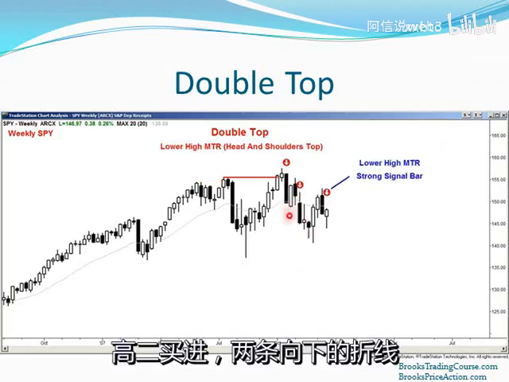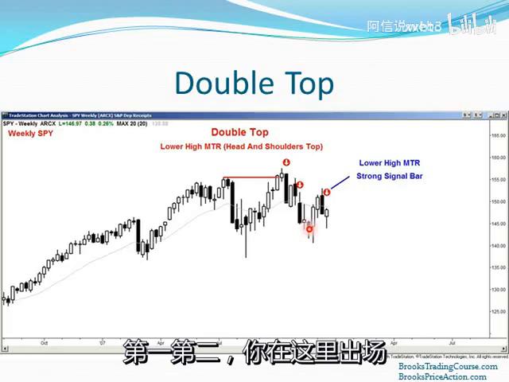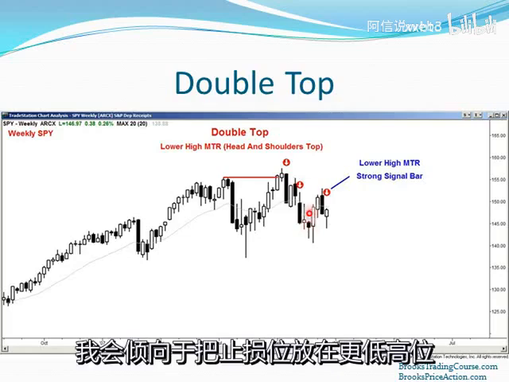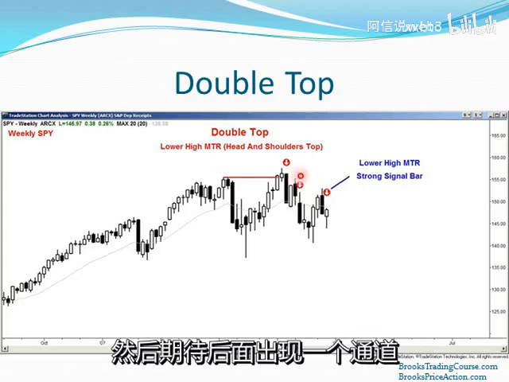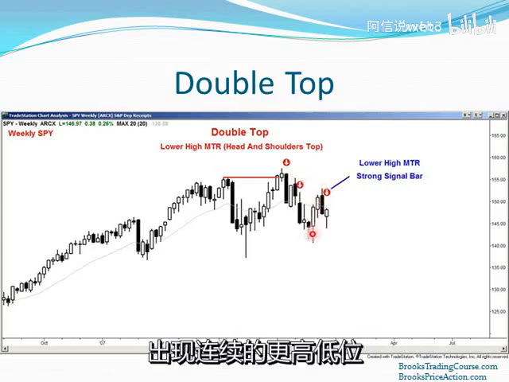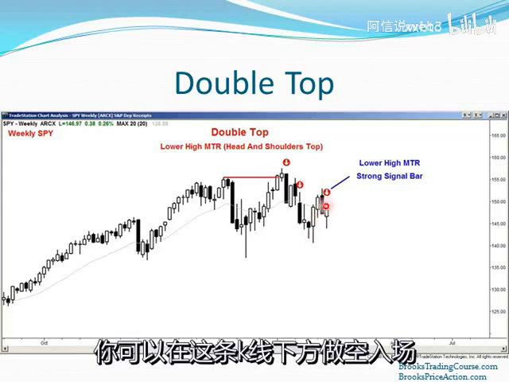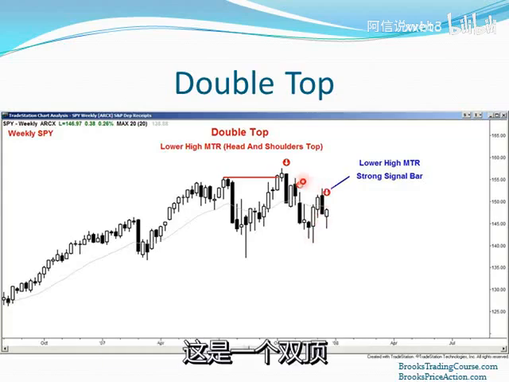A high 2 buy, 2 legs down, 1, 2. Do you get out? Maybe. I would rely on a stop above the lower high and hope that I get a channel, a series of lower highs and lows. You could short below this bar, double top.